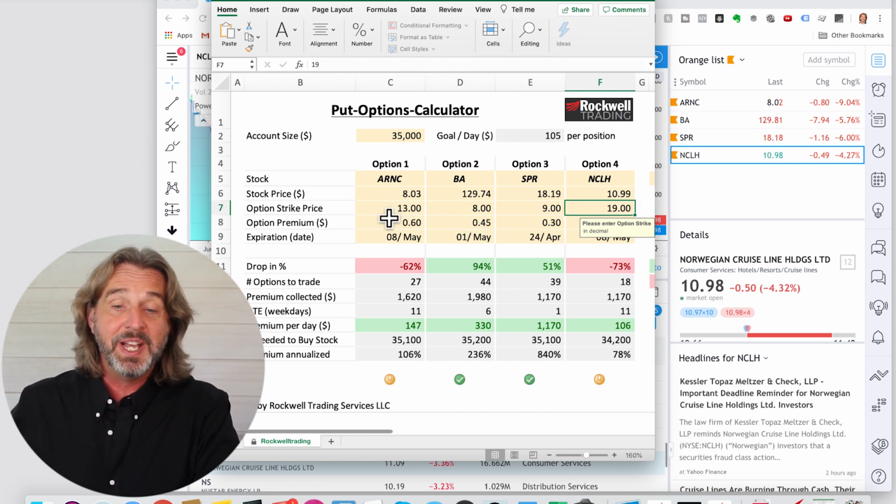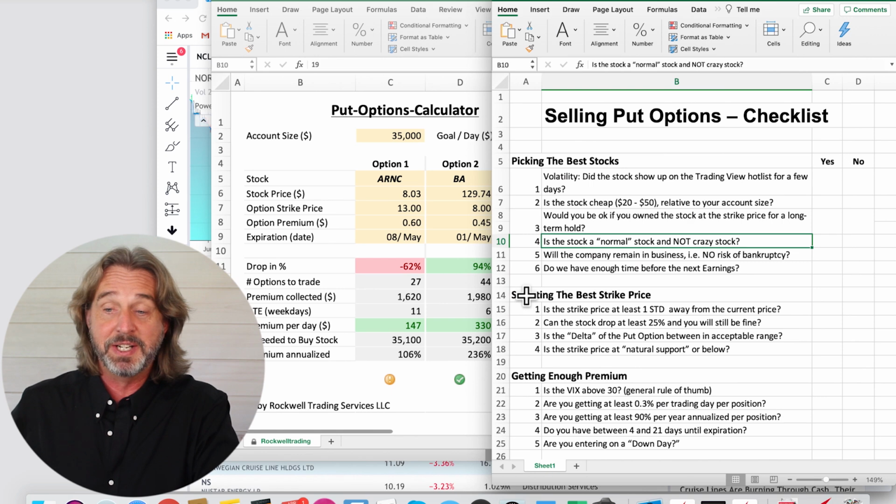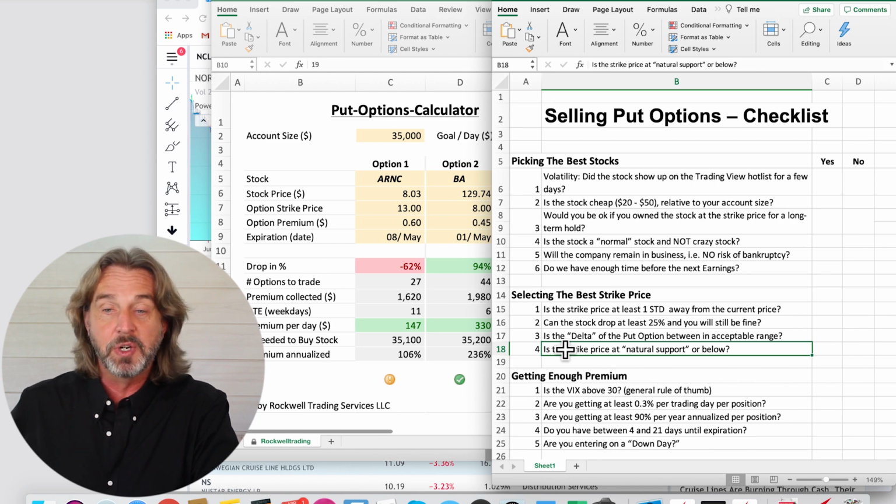Now, what I need to do next is look for some natural support and resistance. So I'm going back to my checklist, right? Because this is where we are now selecting the best strike price. Is the strike price at least one STD away? Can it drop at least 25%? Is the delta in an acceptable range? Is the strike price at natural support below? So that's what we're going to do right now.